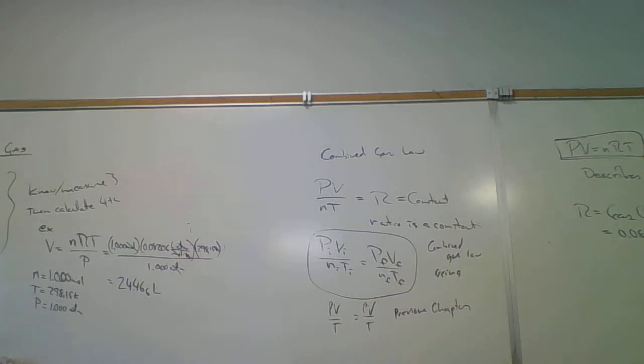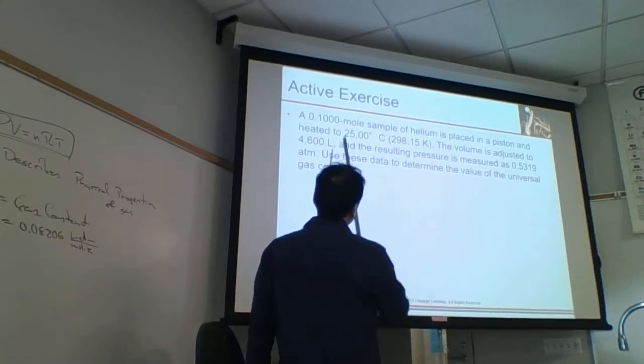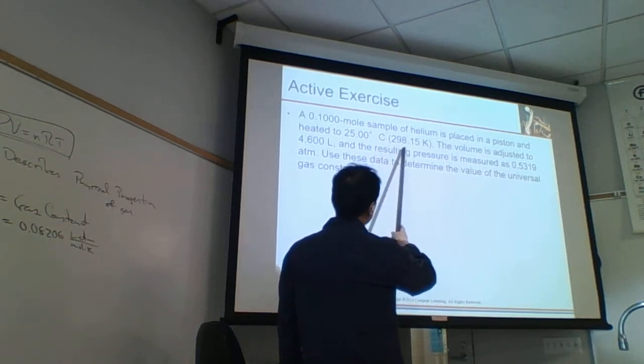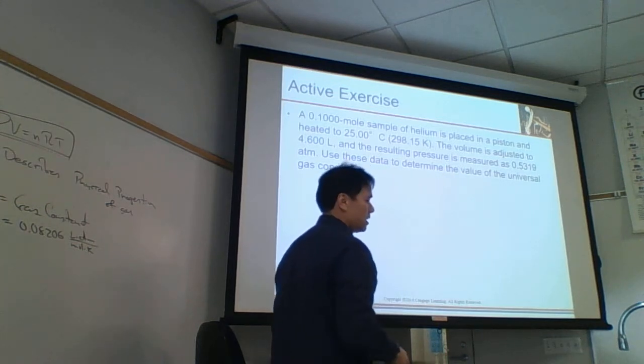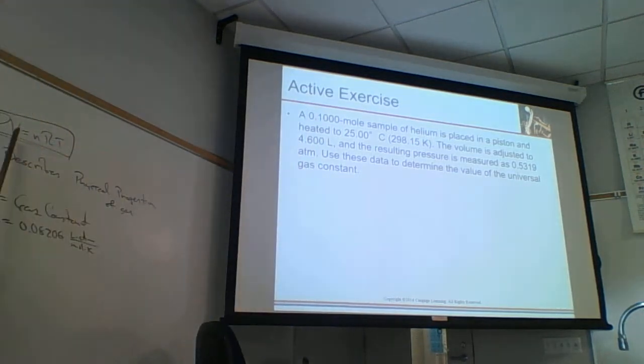And so let's take a look at this active exercise here. A 0.1000 mole sample of helium is placed in a piston and heated to 25.00 degrees C. The volume is adjusted to 4.600 liters, and the resulting pressure is measured at 0.5319 atmospheres. Use these data to determine the value of the universal gas constant. And so what they want us to do is plug in P, V, n, and T, and then solve for R. So we get to solve for any of the variables given 3 of the 4.